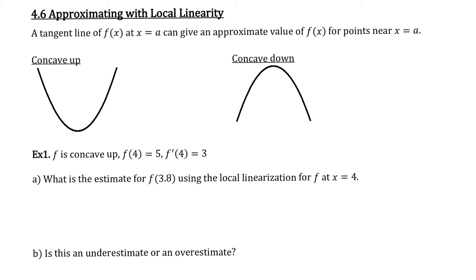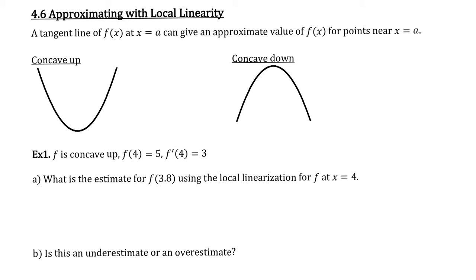In 4.6, we're going to use local linearity to approximate function values. So here's this statement. It says a tangent line of f of x at x equals a can give an approximate value of f of x for points near x equals a. Okay, let's think about what they're saying. First, there's a tangent line of f of x at x equals a.